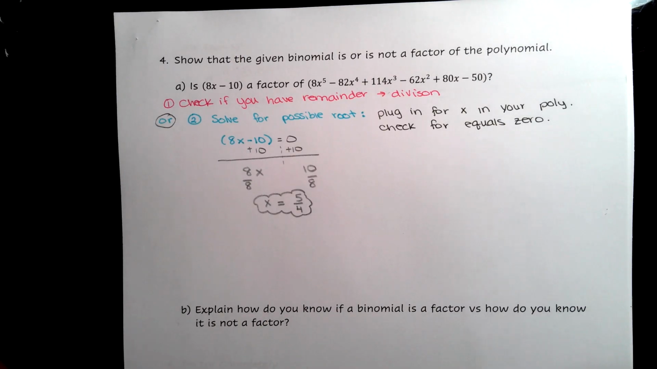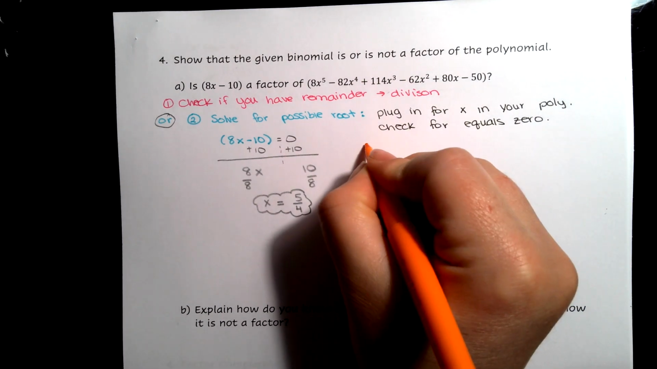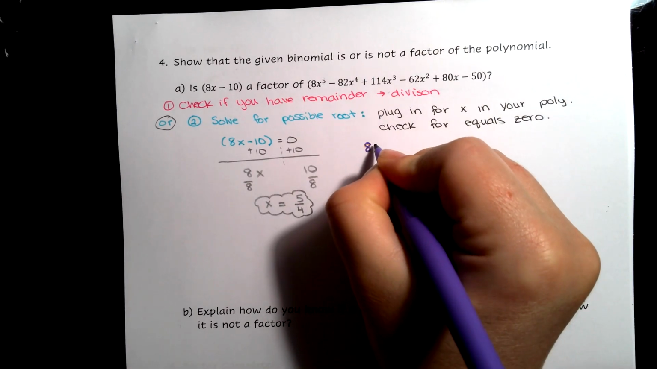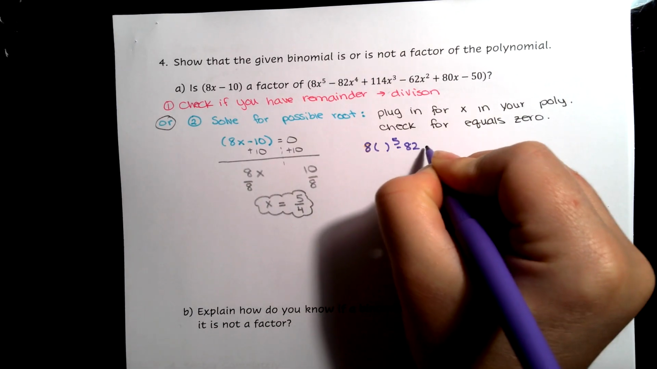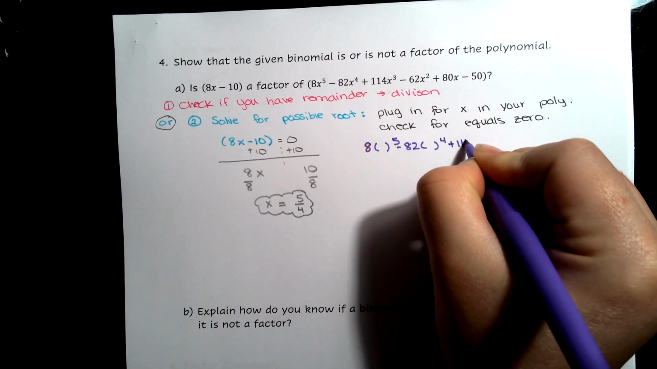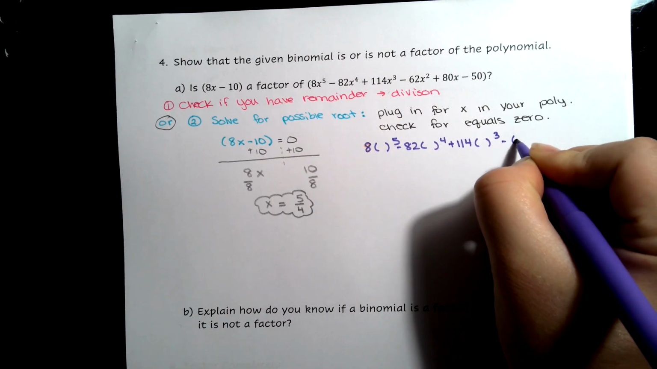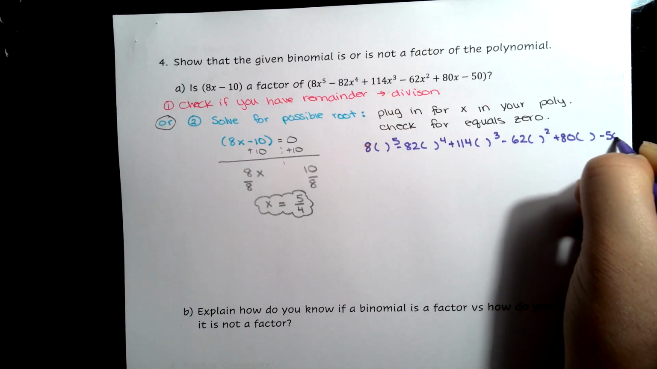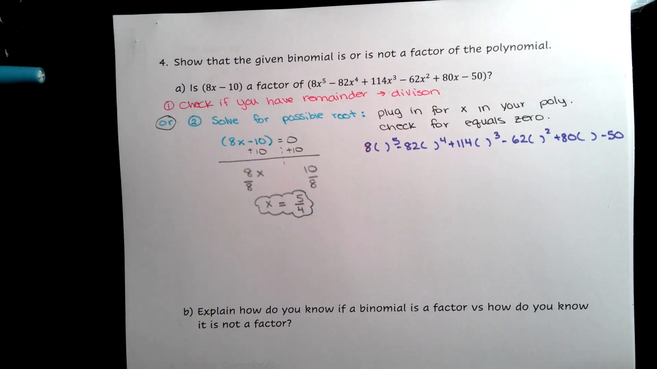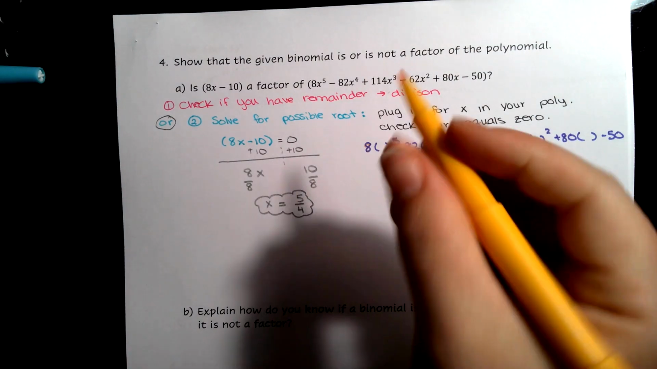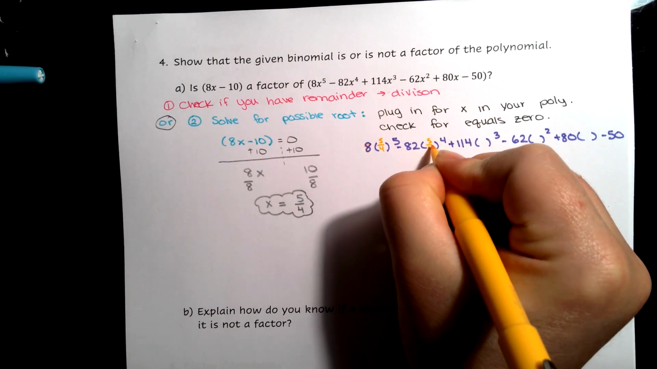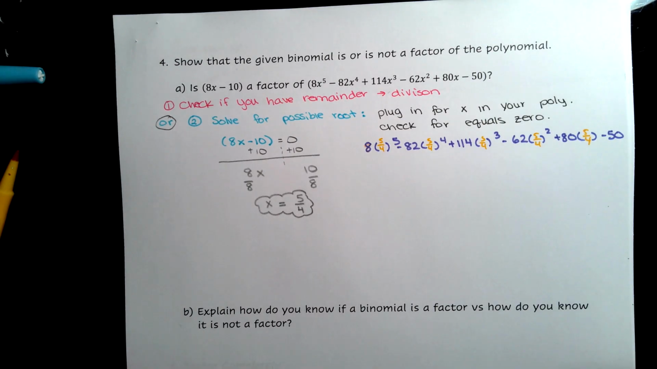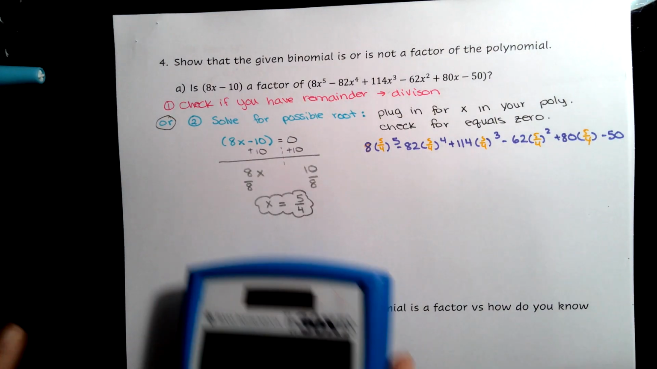So we're going to open up for our x value. So we have 8 open 5 minus 82 open 4 plus 114 open 3 minus 62 open 2 plus 80 open minus 50. We're going to write in our 5/4. We're going to pick up a calculator and start writing this in.